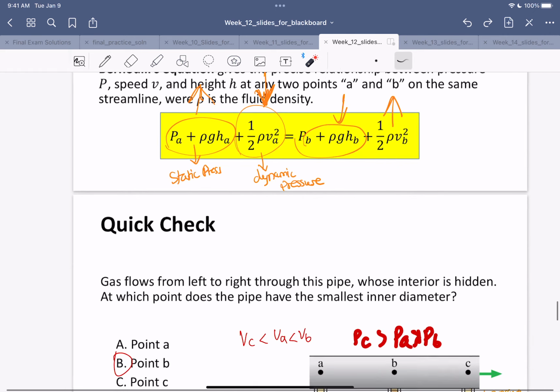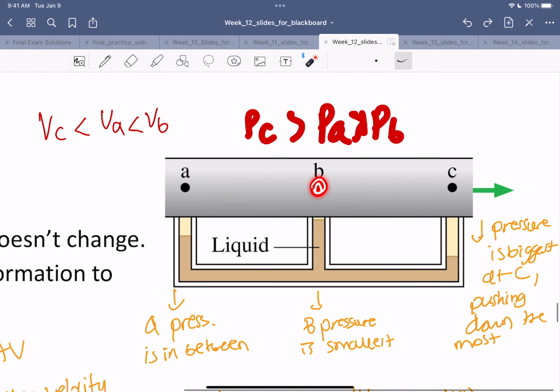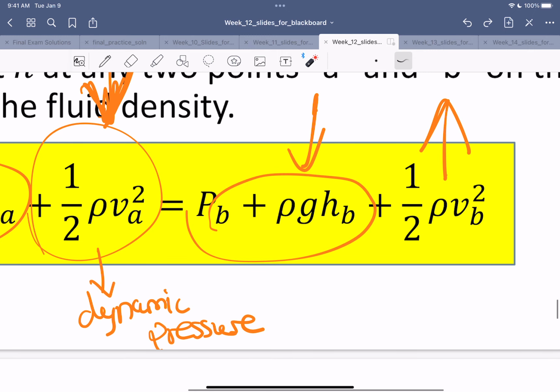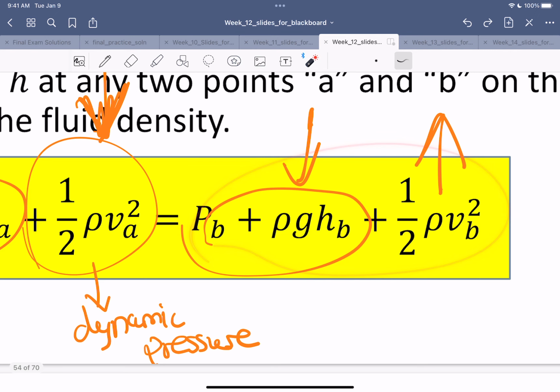So essentially, what you see here is that the pressure at point B is pressing down the least. It's barely moving the liquid, so it has the lowest static pressure, which would mean the highest dynamic pressure. If I'm just going with mathematical manipulation, say I wanted this side to be equal to 12, I don't know why I have an obsession with 12 today.